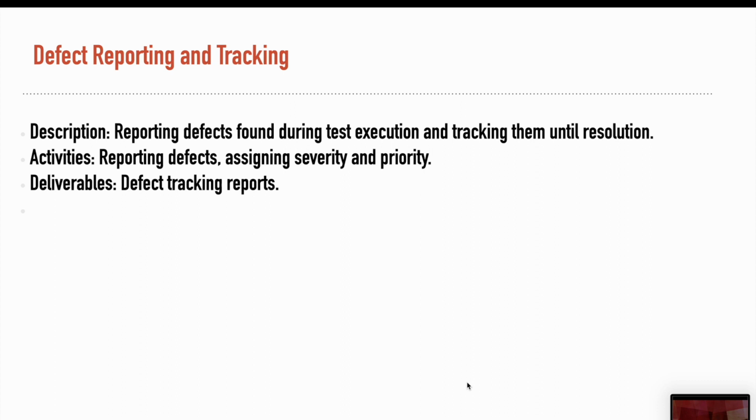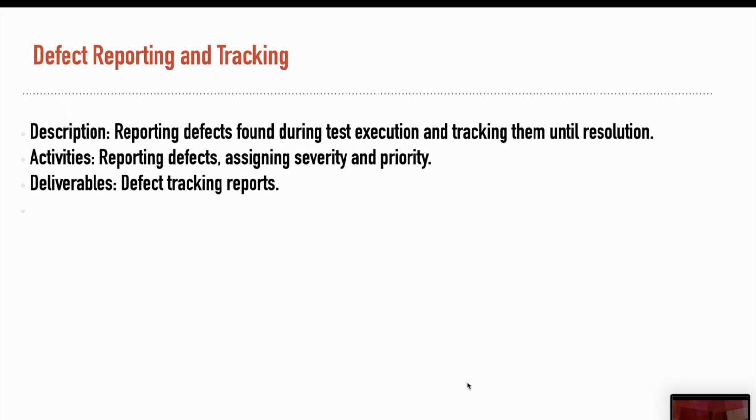Next is defect reporting and tracking. When defects are identified during test execution, they are reported in a defect tracking system. Each defect is assigned a severity and priority, and the status is tracked until it is resolved. Defect reports are often used to communicate the status of defects to the stakeholders.